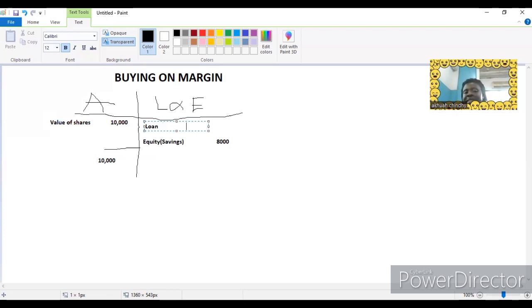That is what makes it distinct. There is no buying on margin if there is no borrowing from the broker. If the investor himself finances the buying of the shares, there is no buying on margin. But so far as he didn't buy everything with his own money, then it means that he went for a loan. Okay, yeah, so our loan will be 2,000 because 10,000 minus 8,000 is 2,000. So we have 2,000.